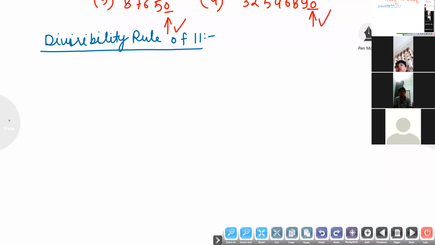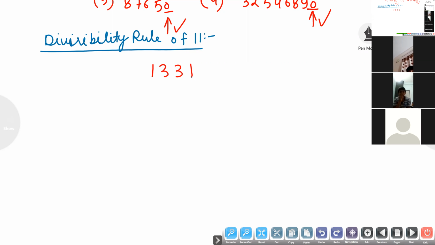Listen carefully. A number is divisible by 11 if the difference of the sum of odd places and even places is either 0 or a multiple of 11. This is the first concept. Second concept is a very easy concept. Suppose I am writing one example here: 1331. Listen carefully everyone.